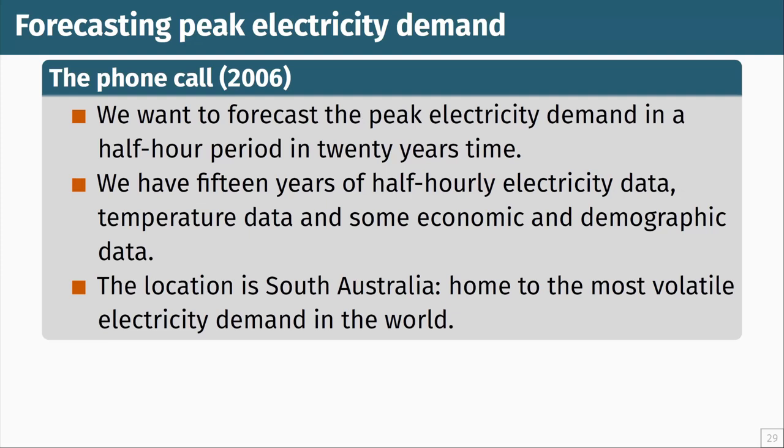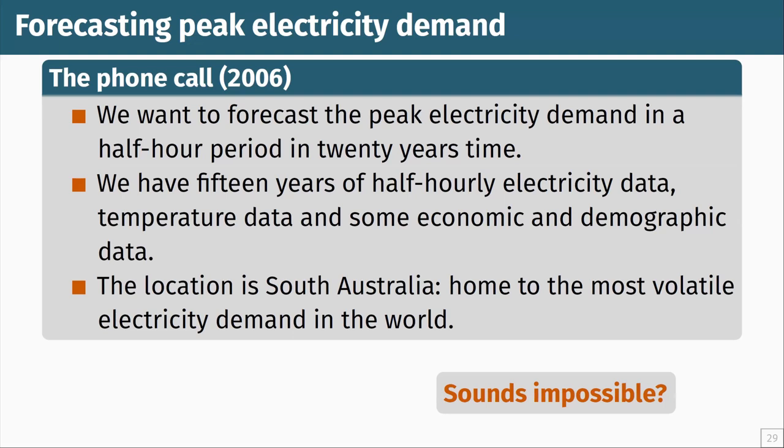So back then in 2006, he said they wanted to forecast the peak electricity demand in a half-hour period, so half-hourly forecasting, but for 20 years' time. So it's an enormously long way in the future. And he had 15 hours of half-hourly electricity data, lots of temperature data and some economic and demographic data. And he said that South Australia had the most volatile electricity demand in the world. Sounded like a fun problem, so I said, sure, let's have a look at it.